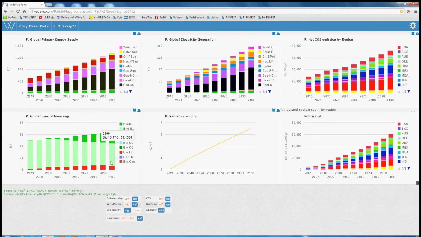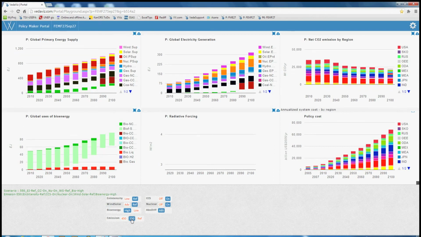And bioenergy stays low, it doesn't really increase too much, and there is some biofuel which is green, and actually the red is biofuel, and this is electricity. Okay, these are direct uses.